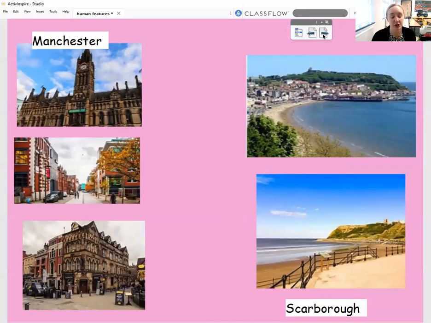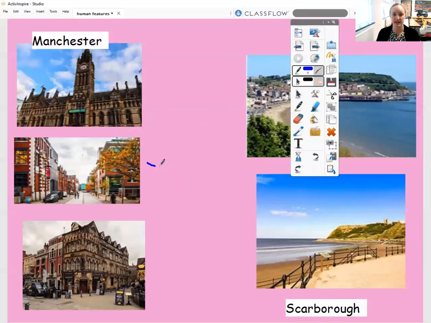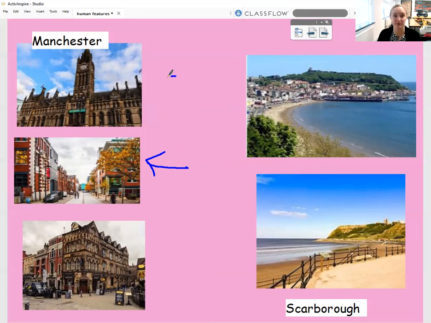So we're going back to human features today, and we're going to focus on using these two features to identify them in two places near where we live, and two very different places. So here on the left side, you'll see I've got 3 pictures, and they are of Manchester. I don't know if any of you have been to Manchester, but Manchester is the closest city to the town where I grew up. So I know Manchester quite well. Some of you might have been on the train there. You might have done some shopping there.